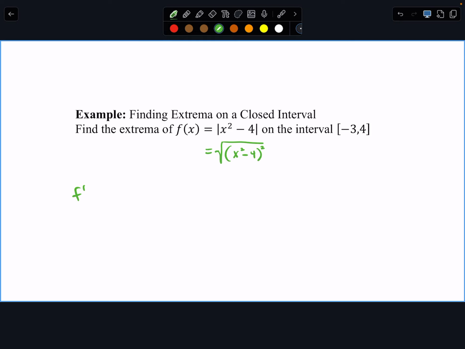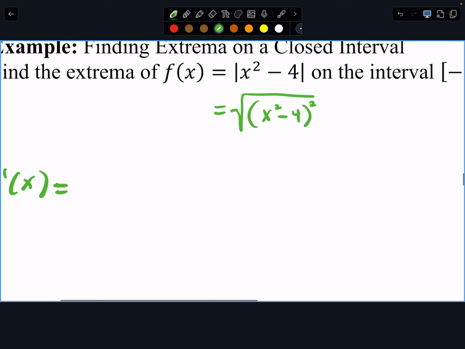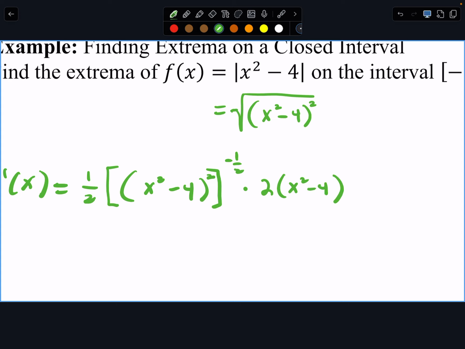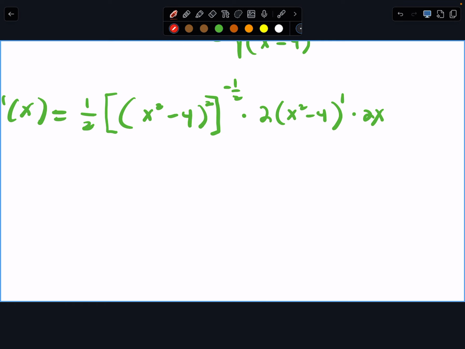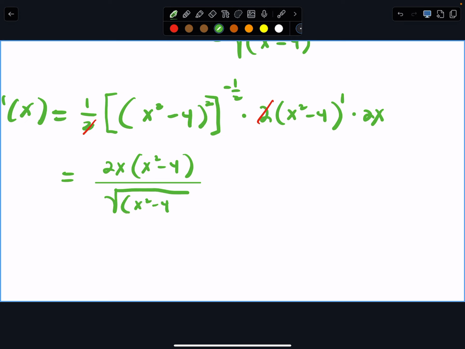So then if I was thinking about chain rule here, f prime is equal to the derivative of the outside, leave the inside alone, times the derivative of the inside, which also requires chain rule. Okay, so then this 2 can cancel with one of these 2's. That'll be 2x times x squared minus 4 over, you can write that as absolute value of x squared minus 4. Or you could go through the step of writing that as the square root of x squared minus 4 squared.